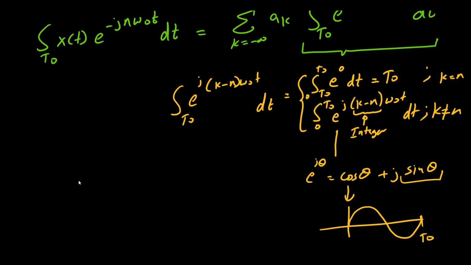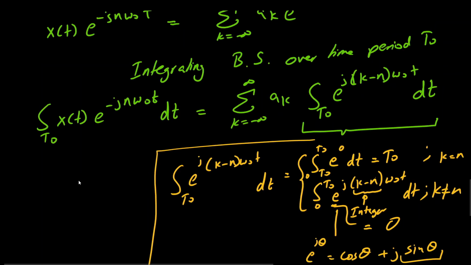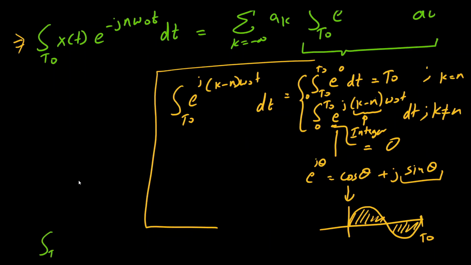For sine, we will be integrating over a time period t naught. But you can observe that this slope would cancel with this slope, and hence for the second case, when k is not equal to 0, this would be equal to 0. So from this intuition, now we plug in the value of k equal to n in this expression. Now we have the integral over t naught of x of t e to the minus j k omega naught t dt.